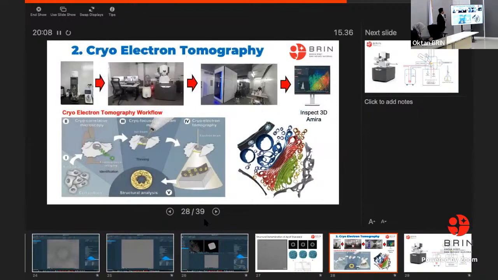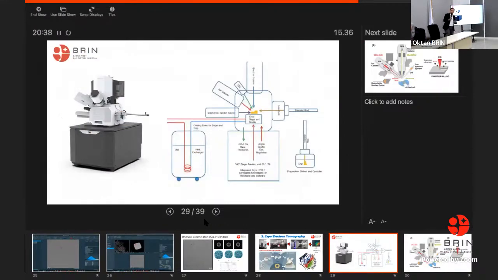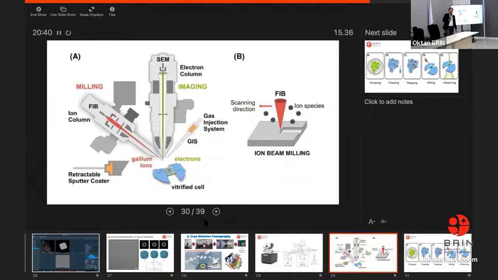Okay, continue. And the other technique is cryo-electron tomography. This technique uses two pieces of equipment, like FIB and also Krios. FIB is for the lamella preparation. From the sample, we put it into the grid, and the cryo-FIB will make a very thin lamella, and then Krios will do the data collection. Okay, continue. So yeah, I will skip this one. Okay, yeah, this is the FIB containing the SEM and also the FIB ion.